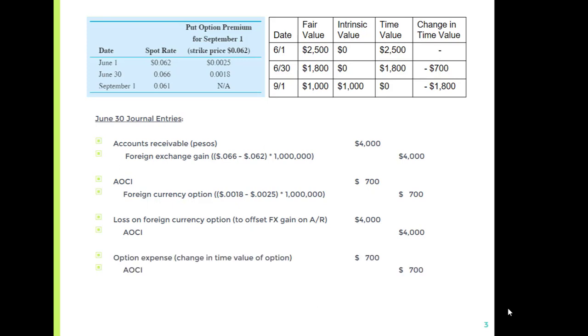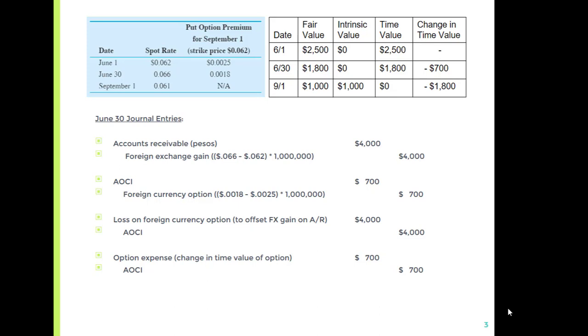And also with cash flow hedge accounting, the change in the time value of the option gets recorded as option expense. So the change in the premium from $0.0025 per peso to $0.0018 per peso, that was reflective of a change in the time value. And you take the change in the put option premium times the notional amount of $1 million, and you get a change in time value of $700. And that gets recorded as option expense. So we debit option expense for $700 and we credit accumulated other comprehensive income for $700.